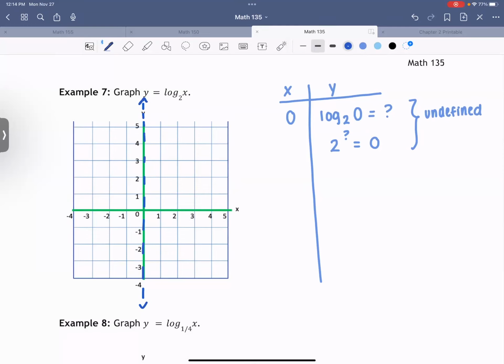I am very sorry about that. It must be the turkey. Oh my goodness. Okay. Let's do an easier one. Let's do x equals 1.